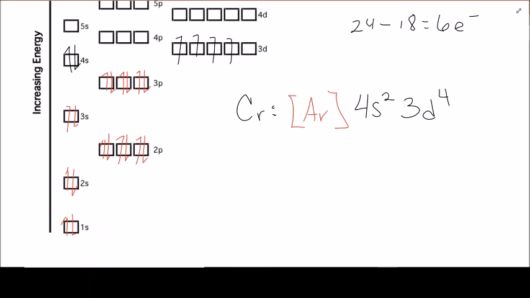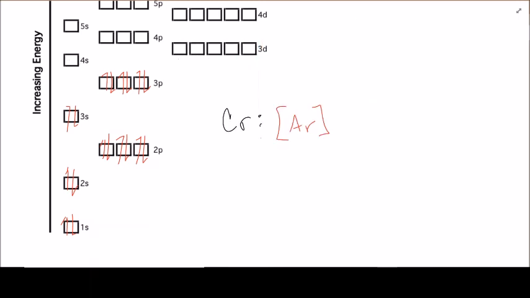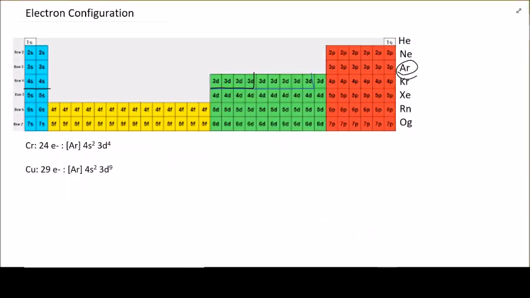However, there's this empty orbital. Notice how the energy of the 4s orbital is very close to that of the 3d orbital. So the electrons are allowed to transfer between energy levels. And because there's 6 electrons left, the electrons will half-fill the 3d and the 4s. So the electron configuration for chromium would be argon 4s1, 3d5. Try copper on your own.